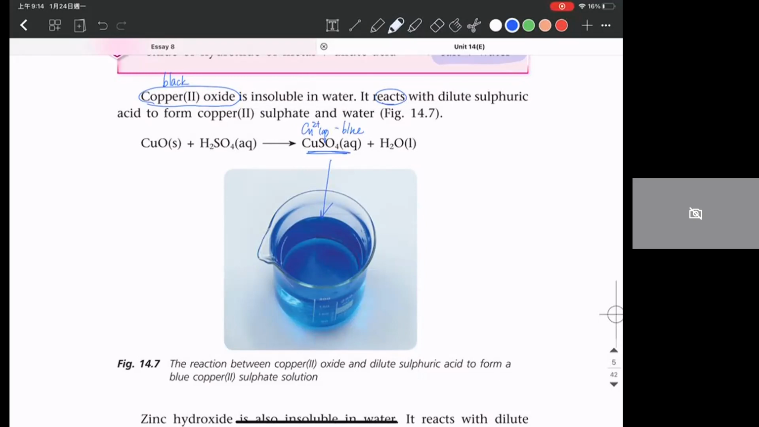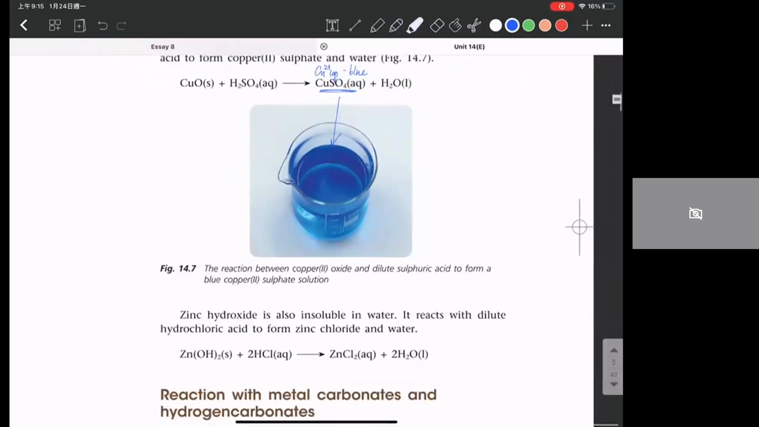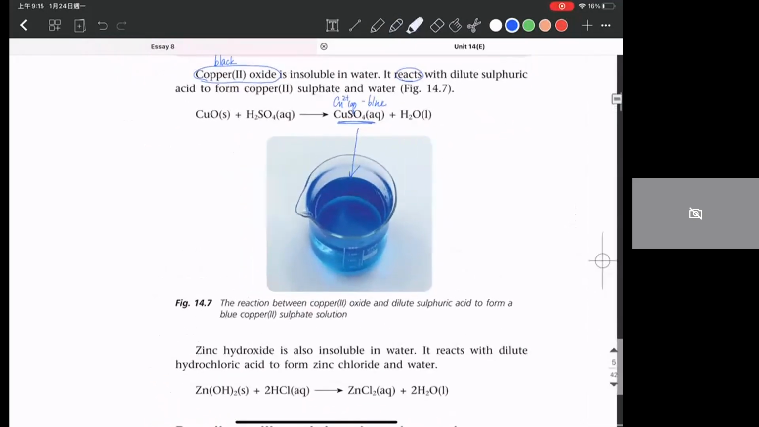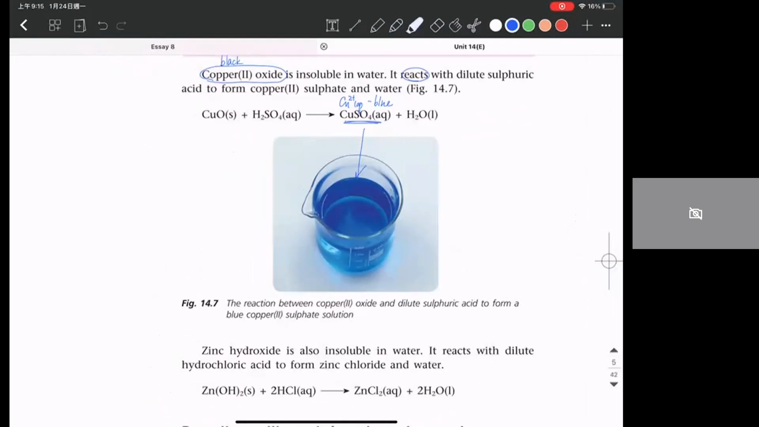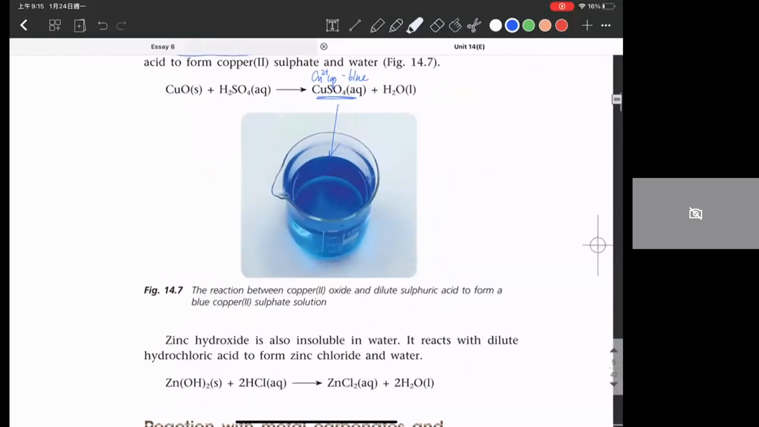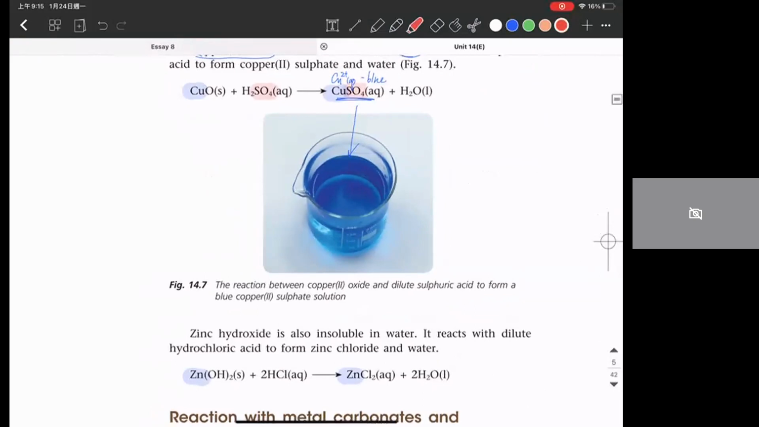Now, just like the previous page of the book, you may see that zinc hydroxide is water insoluble. It reacts with acid to form zinc chloride and water. Could you please underline that? In order to memorize this, look at copper and copper, zinc to form zinc as a salt, and sulfate, chloride. Okay, you get my point.